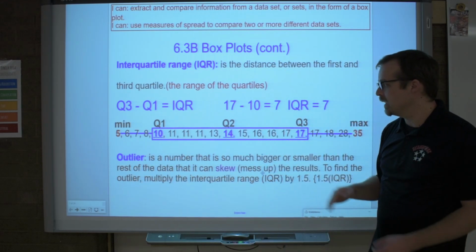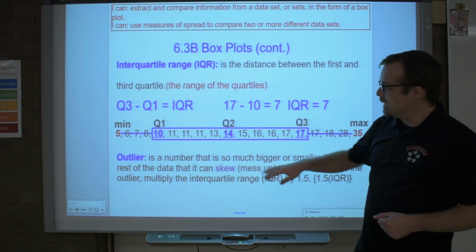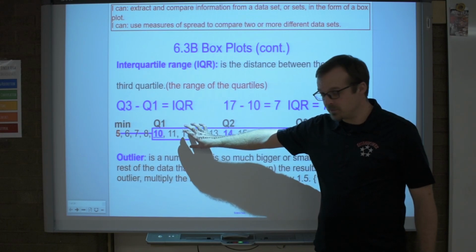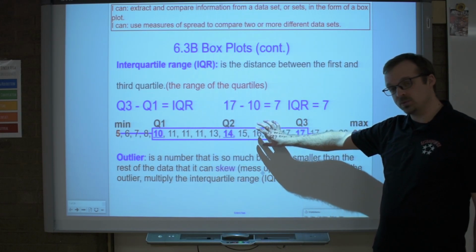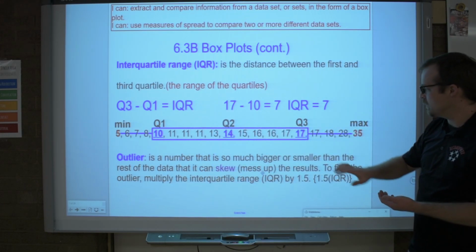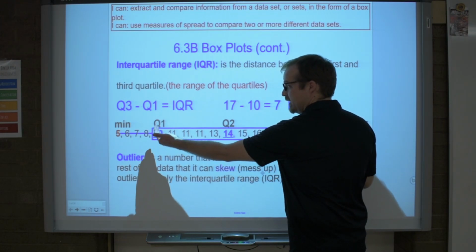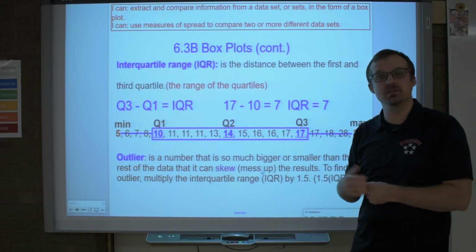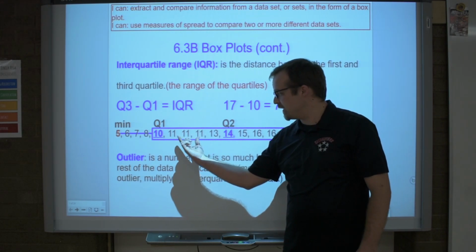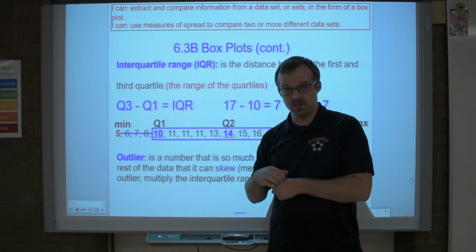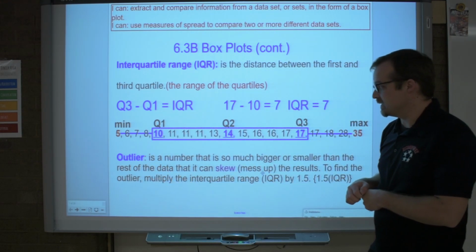What percentage of the data is your interquartile range? Yep, and remember, between the minimum and Q1 is 25%, between Q1 and Q2 is 25%, between Q2 and Q3 is 25% of your data, and then between Q3 and max is 25% of your data. So the interquartile range right here would cover 50% of your data, because it's 25% here and 25% here, so that covers 50% of your data. That's the middle 50%.